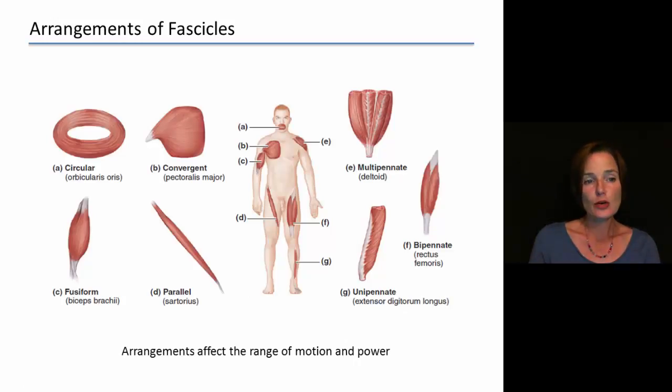Now, if we talk about the arrangement of the fascicles that make up the muscles, the arrangements are quite variable. You can see how they're named. On this slide, we've got 7 different types of fascicles that can be formed. It affects the shape of the muscle, and it affects the range of motion and power that that particular muscle is going to be able to perform.